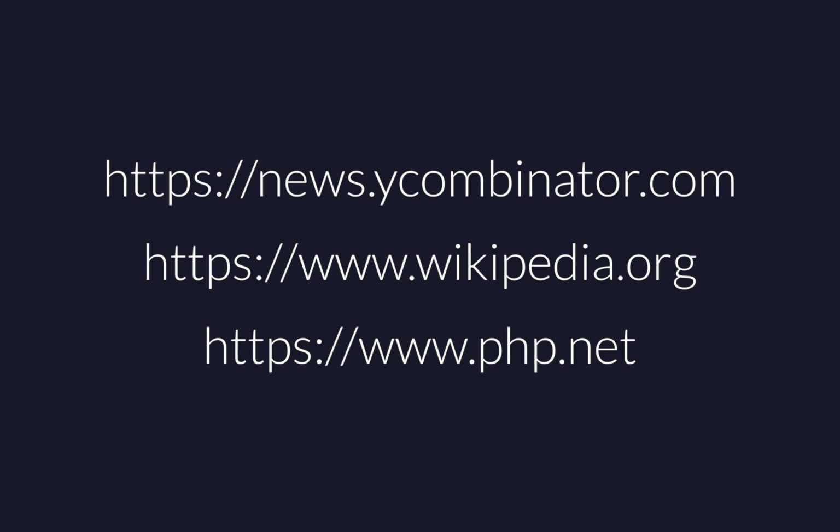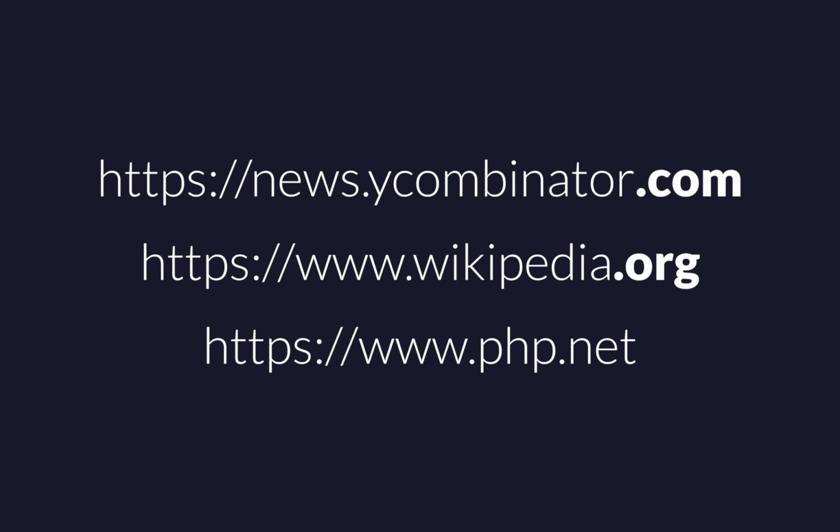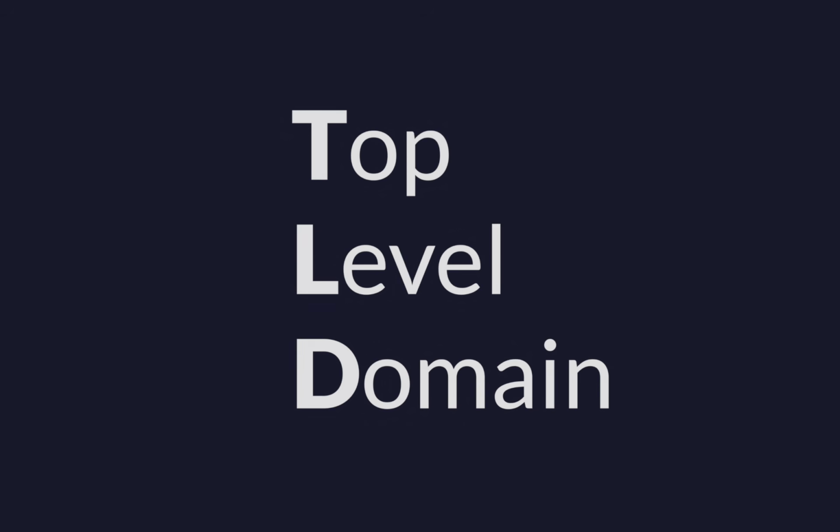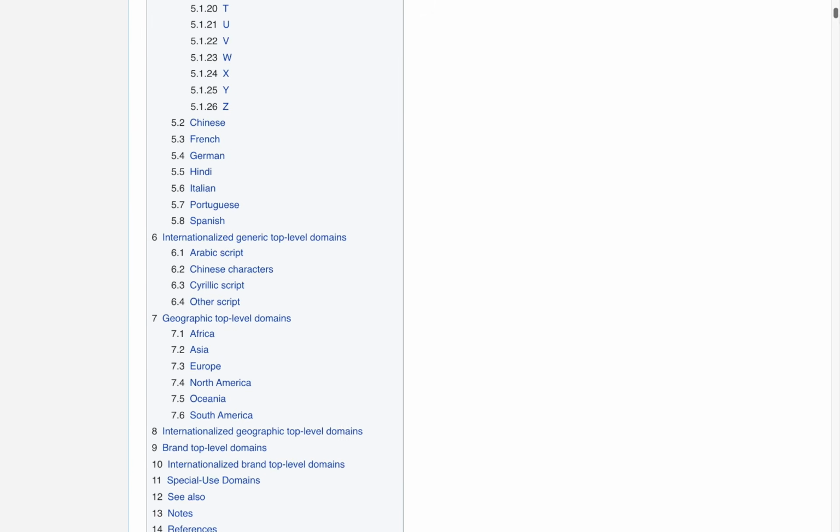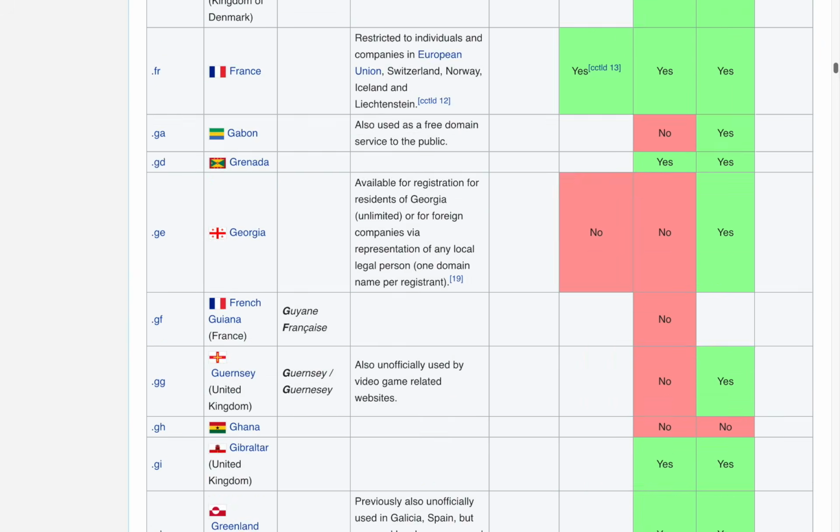The end of the website name, such as .com, .org, or .net, is called the top-level domain, or sometimes people just call it the domain ending. While .com is by far the most popular domain ending, there are actually hundreds of other endings. Take a look at all of these on the screen right now.